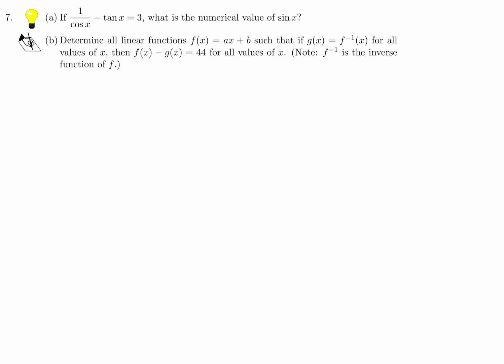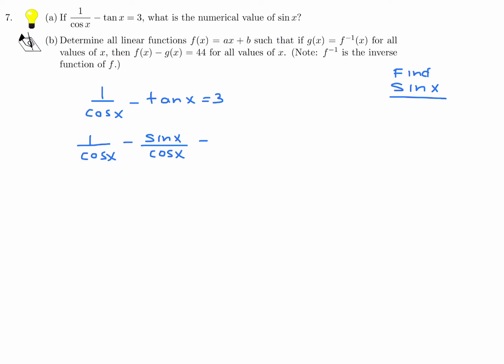If 1 over cos x minus tan x is 3, what is the numerical value of sine x? Let's work with this. 1 over cos of x minus the tan of x is equal to 3. And then eventually we want to figure out the numerical value of sine x. All right, well, 1 over cos of x, convert tan into sine x over cos x, like that, is equal to 3. So we got 1 minus sine x over cos x is equal to 3.